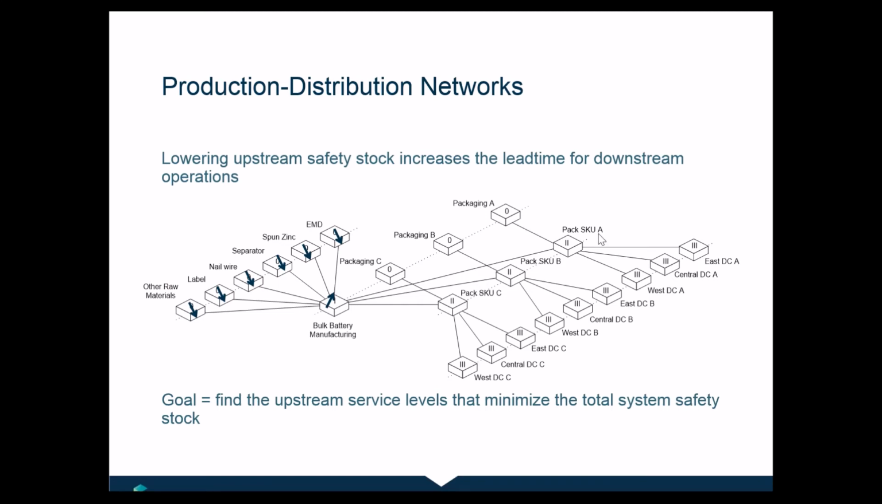I can say, okay, what do I need for the packaging operation? I need packaging material and I need bulk batteries. The typical starting situation is that I will have a lot of safety stock for the packaging and a lot of safety stock for the bulk batteries. Why? Because the packaging operation doesn't want to wait.